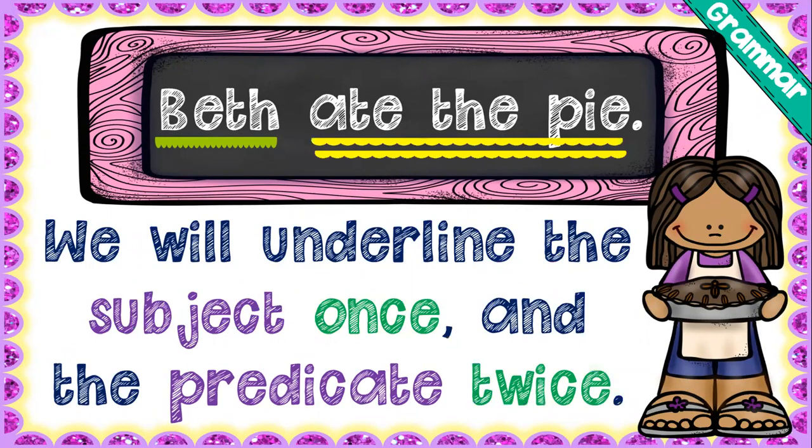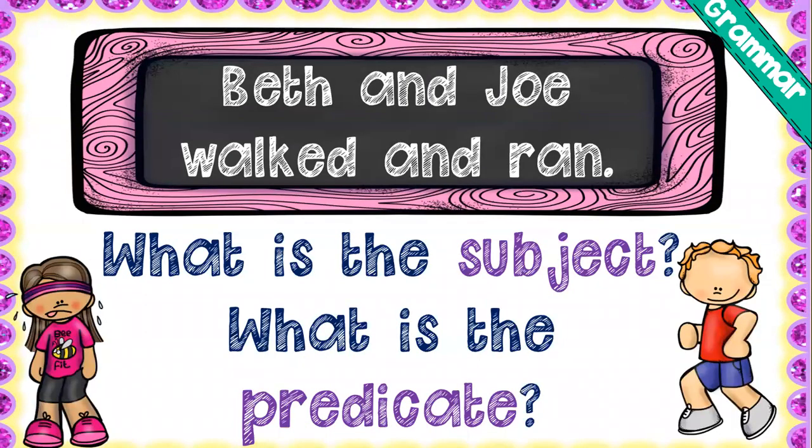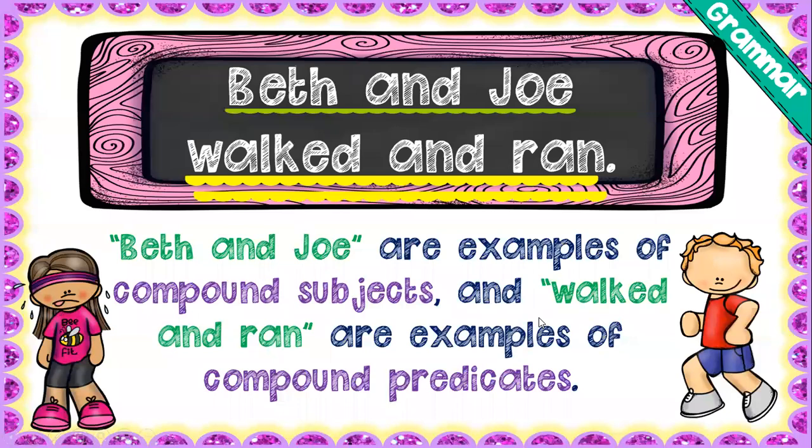We're going to underline the subject once and the predicate twice to show our example. Now you're going to be doing the same thing today. So really pay attention to your directions as well. Beth and Joe walked and ran. What is your subject? That's your who or what. Beth and Joe, right? And your predicate, your verb, is walked and ran. Now, Beth and Joe are compound subjects because you're talking about two different people and they're both the subject of your sentence.